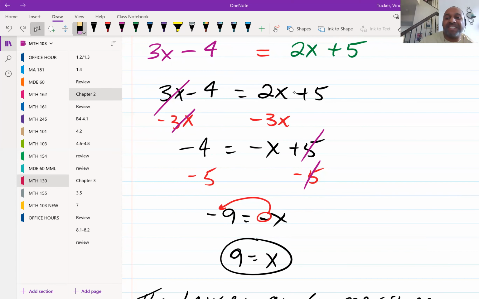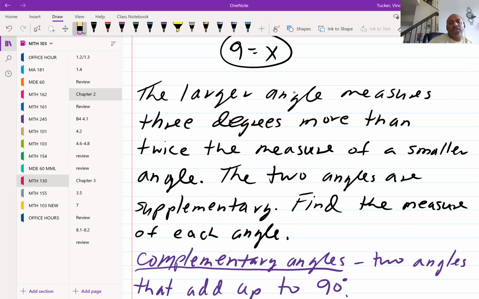So we have a larger angle measures 3 degrees more than twice the measure of a smaller angle. The two angles are supplementary. Find the measure of each angle. Give me a chance to write that down.